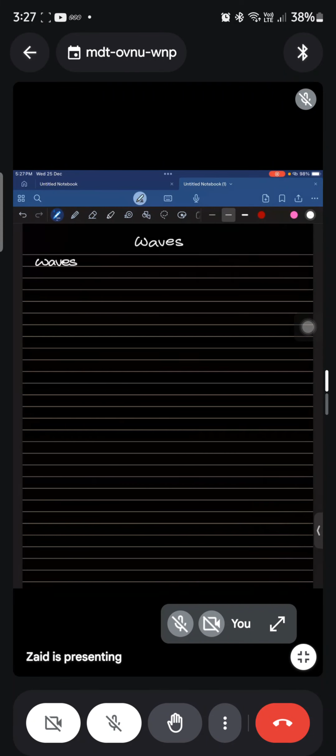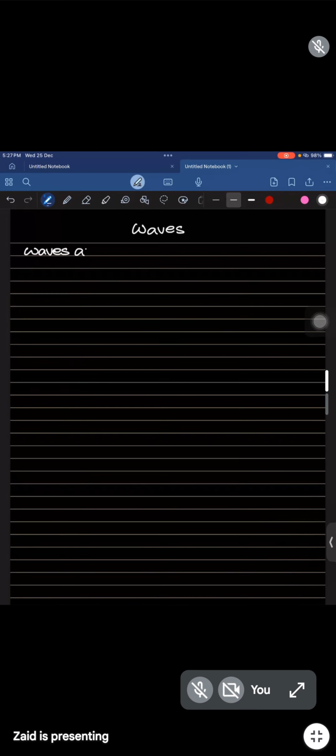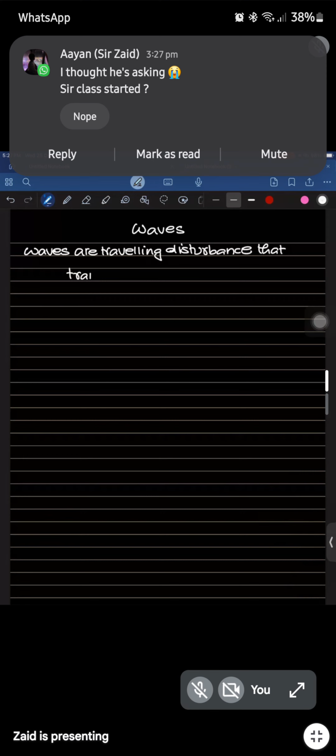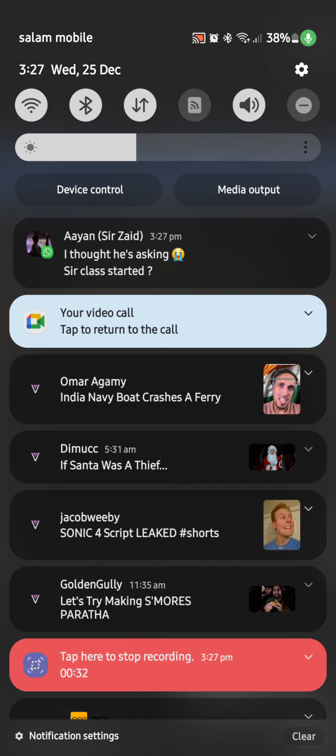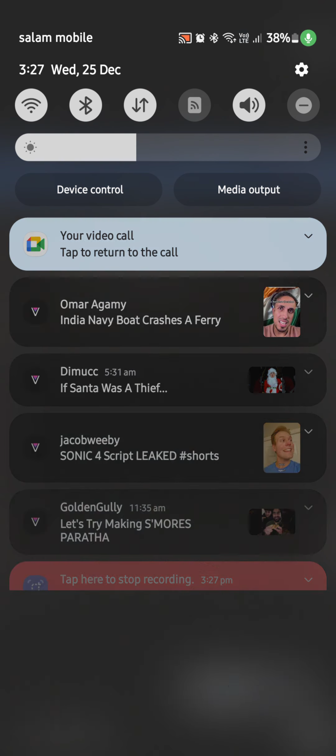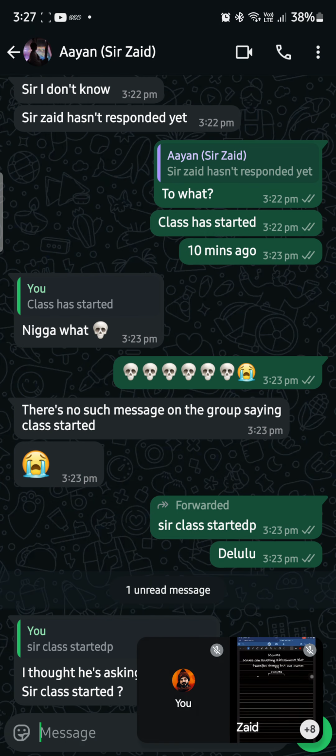So waves are a traveling disturbance that can transfer energy, but not matter. Okay. So waves are basically the energy carriers. Waves are of two types. They are longitudinal waves and transverse waves.